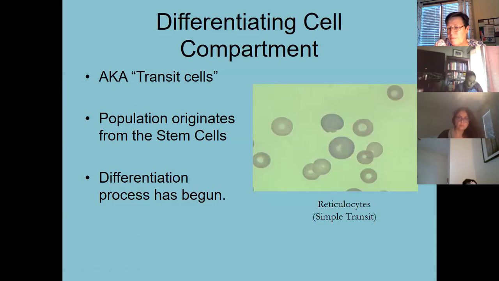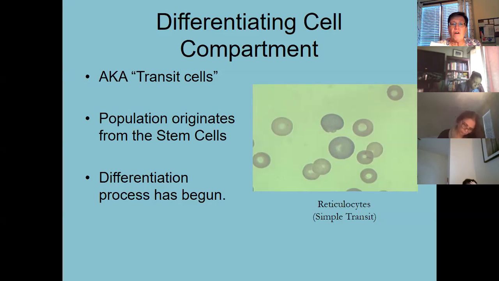Now, cells from the stem cell compartment move into the differentiating cell compartment. Another term for the differentiating cell compartment is transit cells. So the differentiating cell compartment, or transit cell compartment, contains cells that originated from the stem cell compartment, but they have started to mature. They are changing. So the process of differentiation has begun.